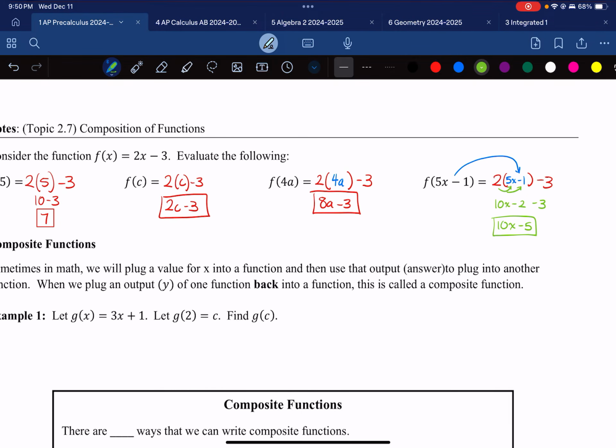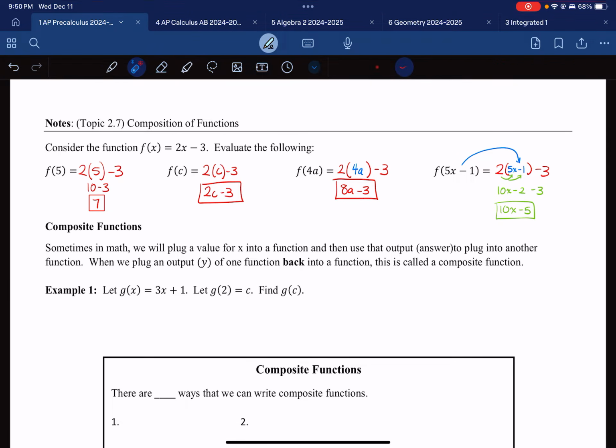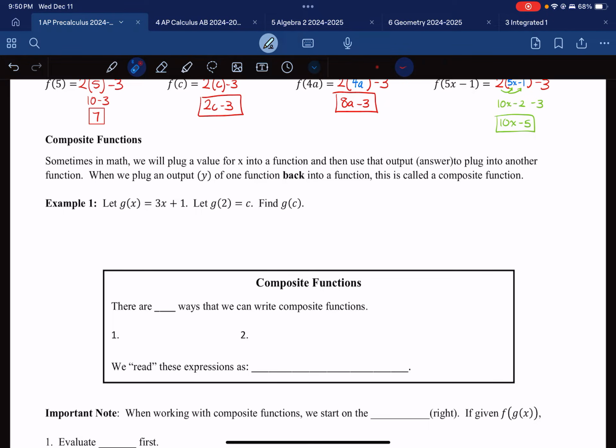All right, so a composite function is just a way of saying you plug a function into another function, or you plug an x into a function. You're just plugging it into each other. So let's see an example.